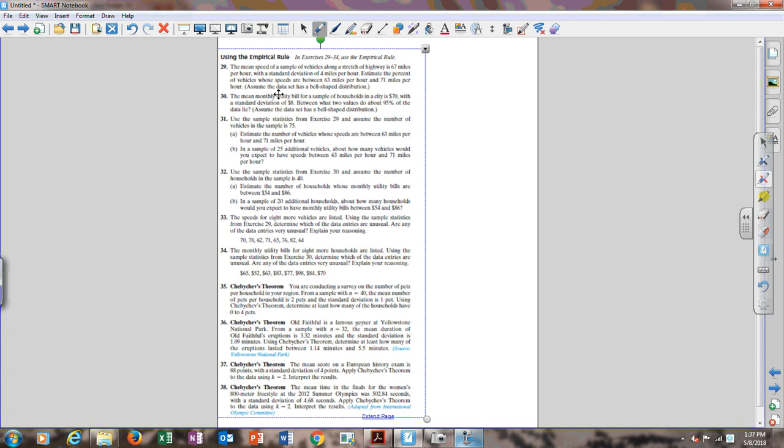All right, number 29. The mean speed of a sample of vehicles along a stretch of highway is 67 miles per hour with a standard deviation of 4 miles per hour. Estimate the percent of vehicles whose speeds are between 63 miles per hour and 71 miles per hour. Assume the data has a bell-shaped curve.